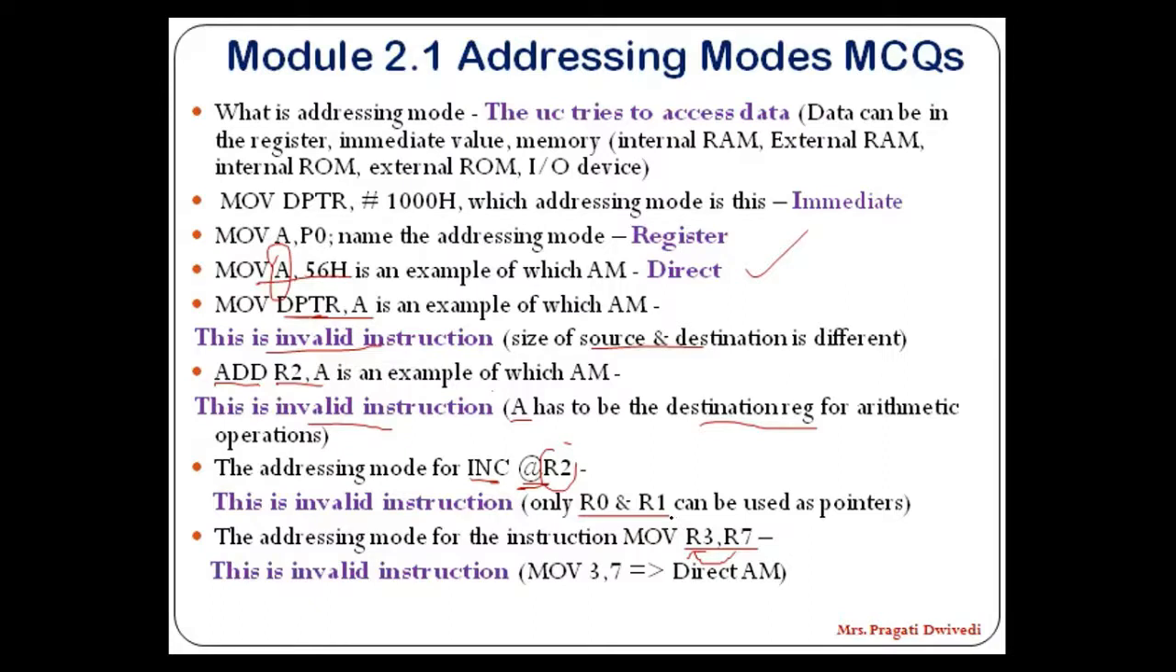So you don't have any opcode for this instruction, MOV R3, R7, and hence this is an invalid instruction. Definitely, you have to remember this. There's no other way. You cannot have MOV R3, R7 or MOV R2, R4. You cannot have these things. But still, if you want to do it, you have to use direct addressing mode. So the valid instruction for this is MOV 3, 7.